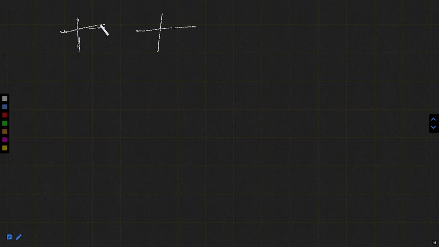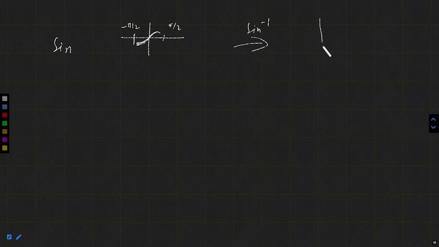Sorry, let me clear the board. So let me use sine. The sine function, if you recall, looks like this, one-one and onto in this interval. The interval was the principal interval, minus pi by 2 to pi by 2. And then the inverse function, the sine inverse function, looks like what? If you recall, it looks like this. Yes. And here it is from minus 1 to 1, and this is from minus pi by 2 to pi by 2. This is for sine. This is minus 1 to 1.